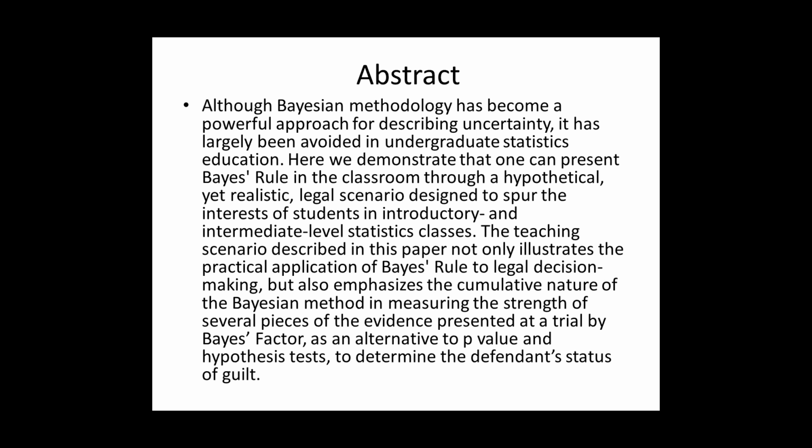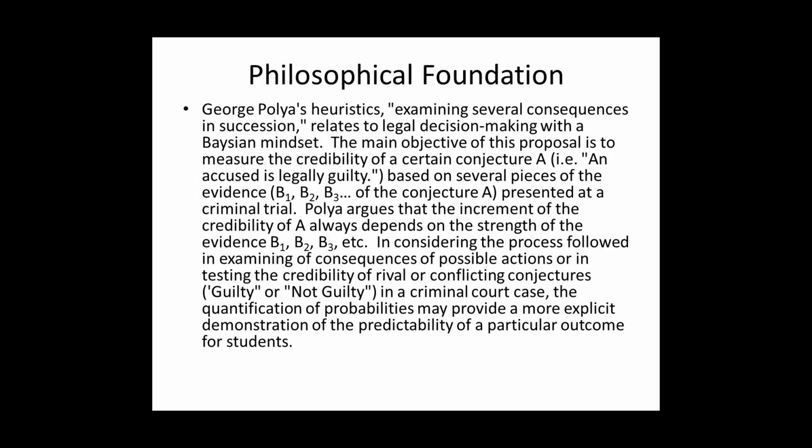Although he does not say this is Bayesian, I came across a very interesting reasoning pattern, which means examining several consequences in succession. Based on what was actually observed in all pieces of evidence, I put down B subscript 1 to represent the first evidence, B subscript 2 the second evidence, and so on, and using that evidence to prove your conjecture.